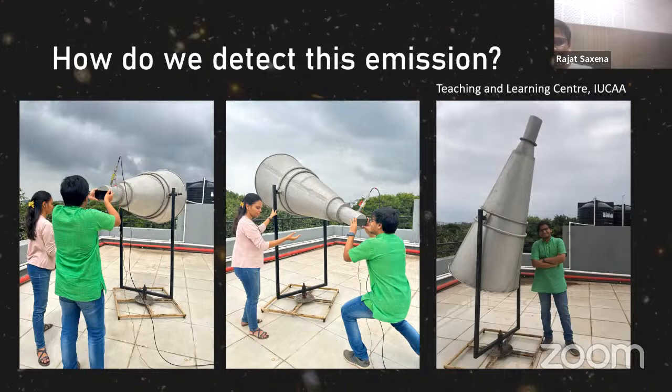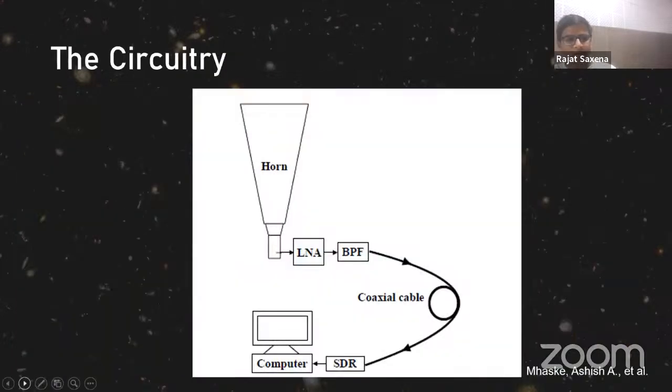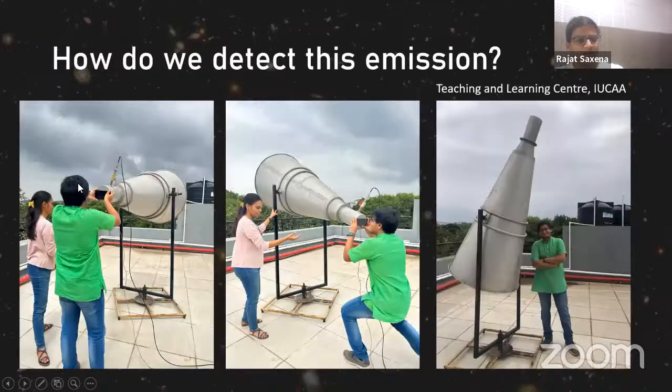How do we observe it? We have an entire backend electronics setup that helps us. This is the basic circuit diagram. The horn that you see in the image is connected to a low noise amplifier, which is then connected to a bandpass filter, and through a coaxial cable it goes to an SDR, which is a software defined radio, and then to a computer. All the LNA and BPF that you see in this image is actually this electronics, and the cable that you see is the coaxial cable.